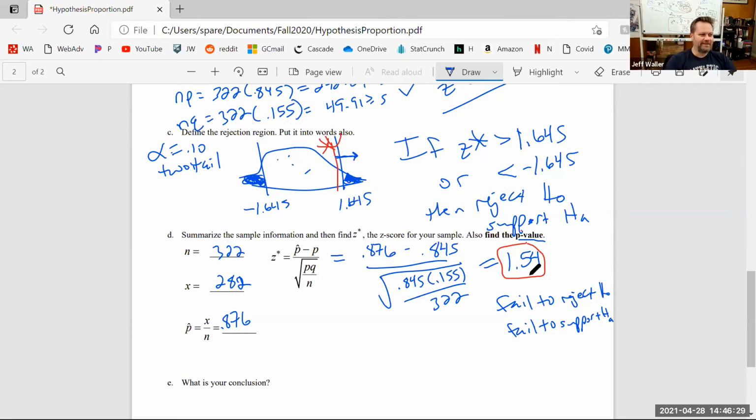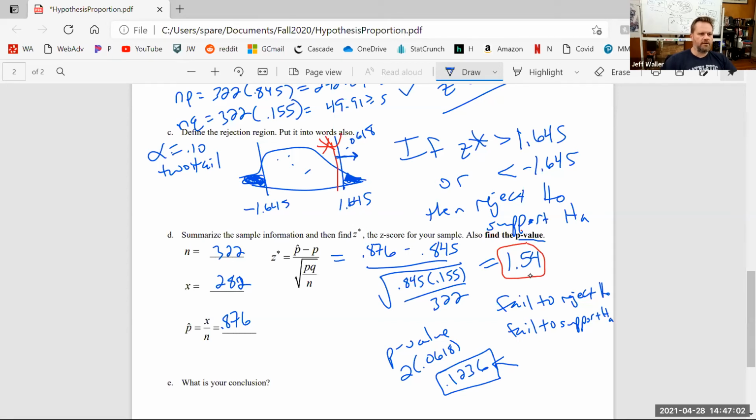I know. 1 minus that is 0.0618. That sounds right. So to find the p-value, I would have to do twice 0.0618. For a two-tailed test, I have to double that to make it fair. So you get 0.1236. That's my p-value. Is that small? No, that's kind of big.